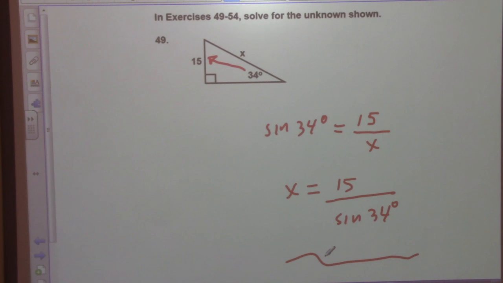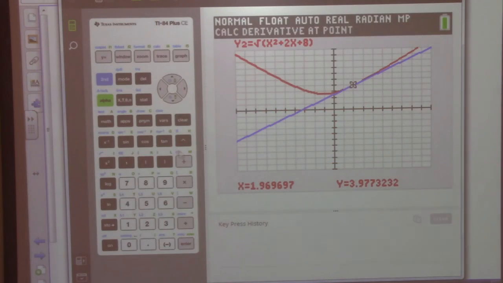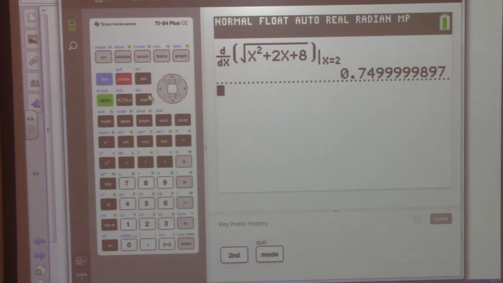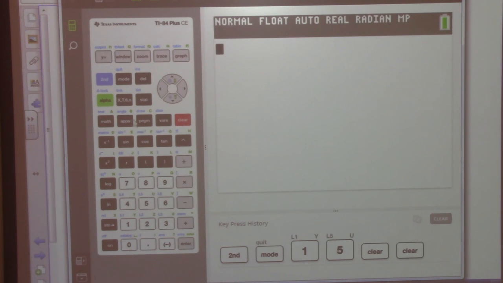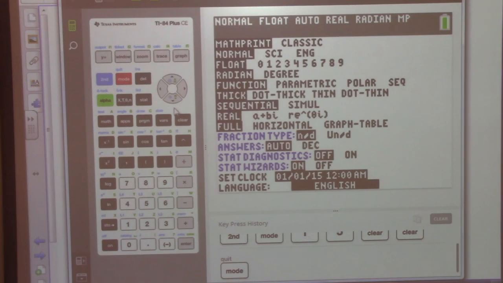Yeah, so you get 26 point something. So this is one where you can actually put this in a calculator, and if you're in degrees, you can get a numerical answer. So sine, so 15, but I'm in radians, right? What do I need to do this? Degrees, right?